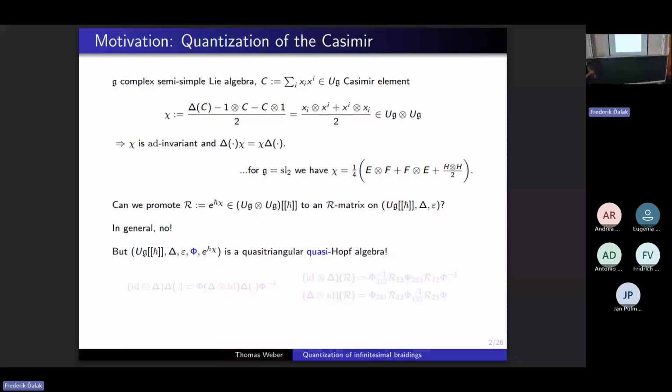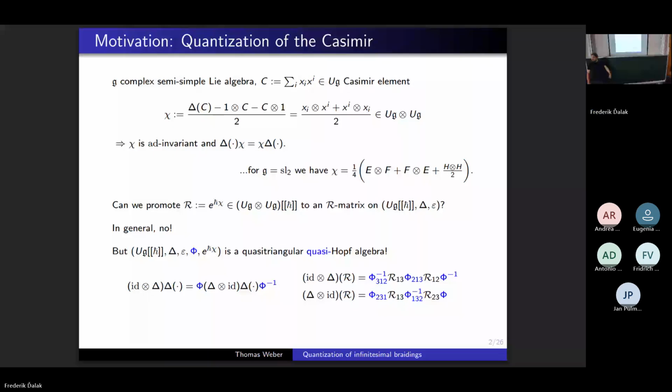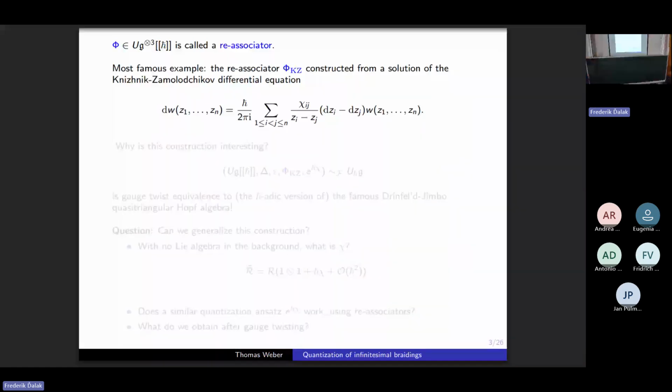If you do not look at the blue stuff, then you would have a usual quasi-triangular Hopf algebra. Now, quasi means that you have an element phi that is making your formulas more complicated. And this is what you get. So you don't get a quasi-triangular Hopf algebra, but a quasi-Hopf algebra. Let's talk a bit more about this phi. This is an element of the triple tensor product, and this is what people call a reassociator.